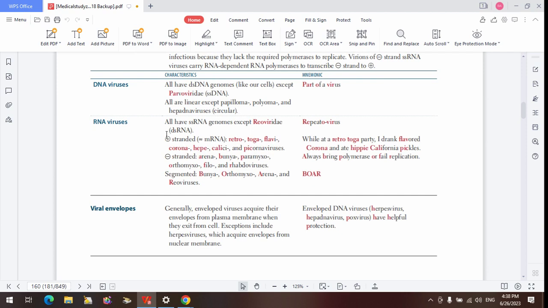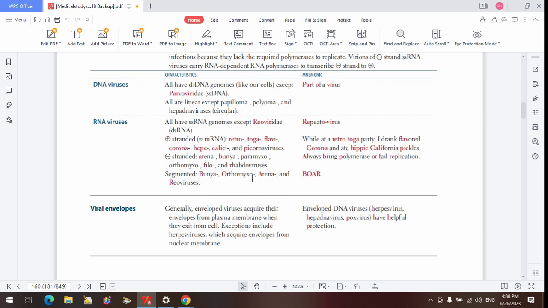Now this RNA virus, to be honest, I don't think we really need to bother ourselves about the strand polarity. You hardly get a question talking about strand polarity for RNA viruses. What I think we need to major on with respect to the RNA viruses is segmentation, those that are segmented. I think we need to know those ones.